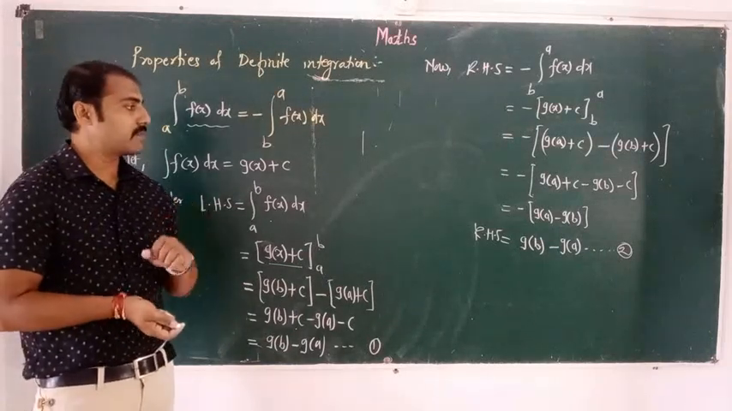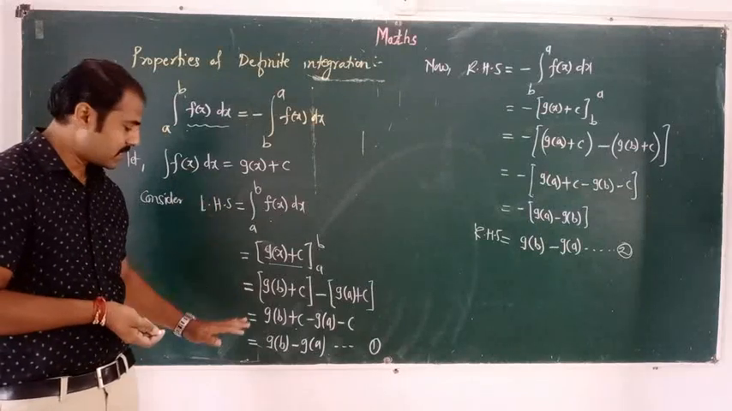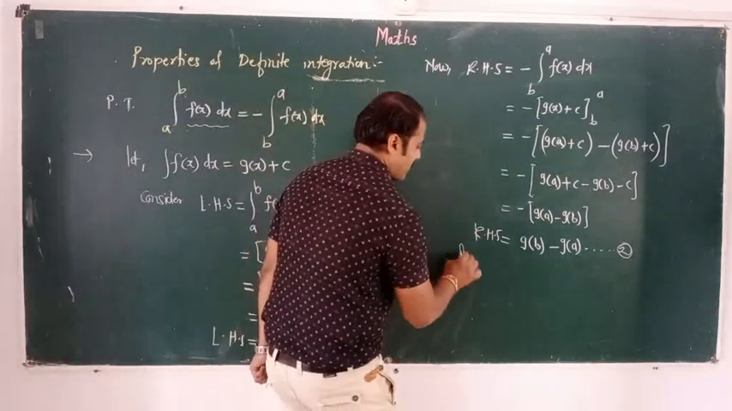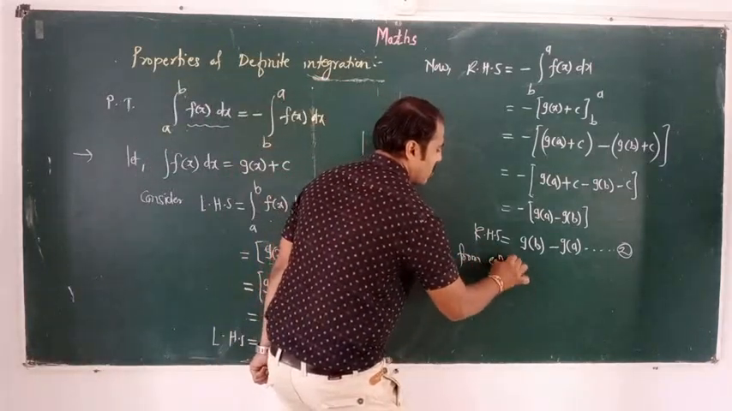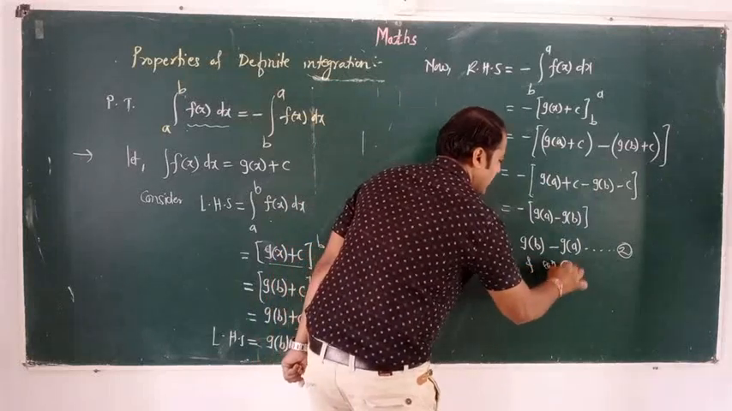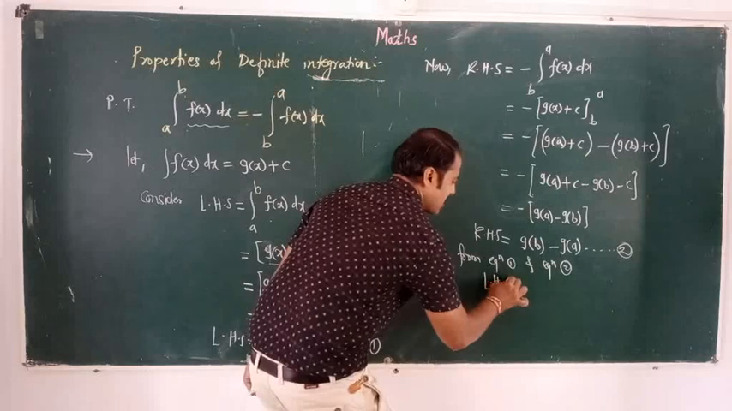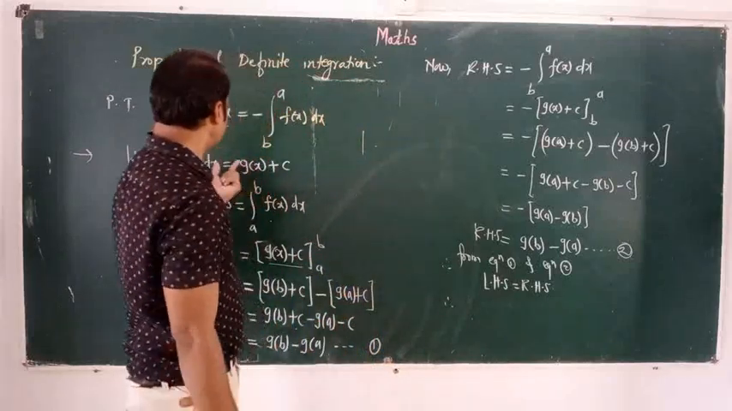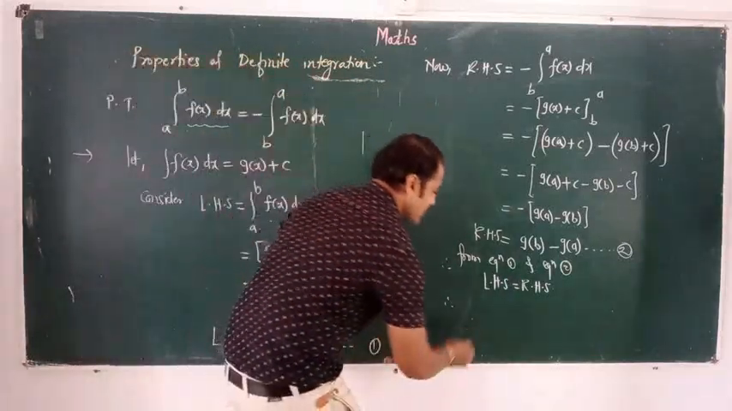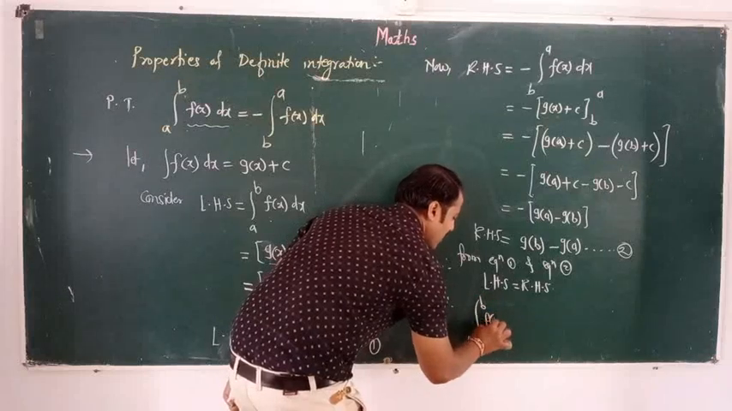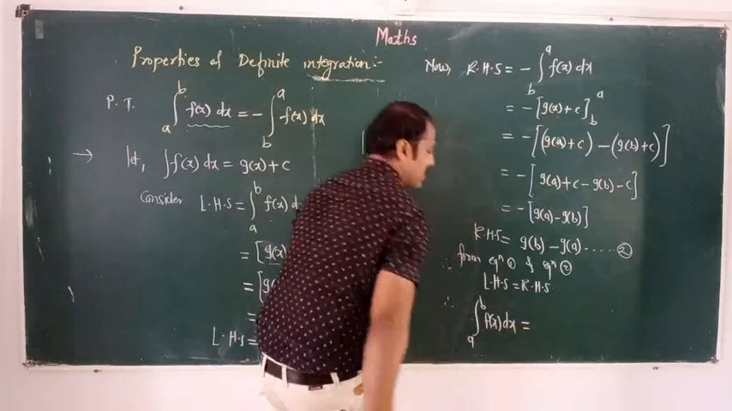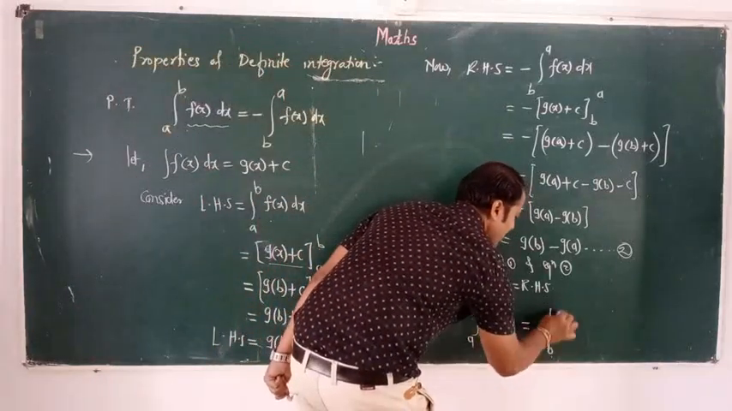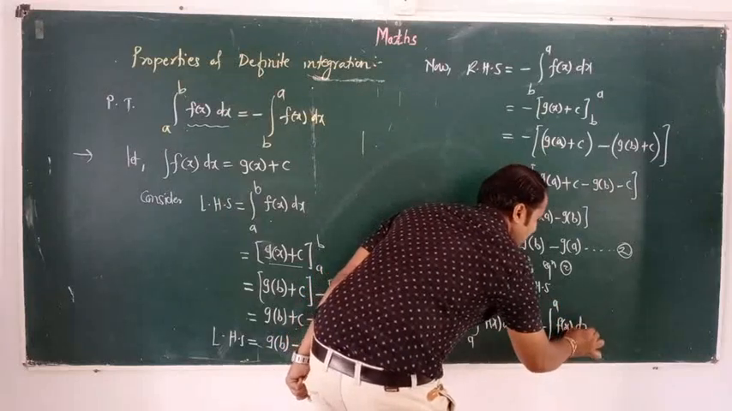The RHS are same, so the LHS are same. That is, LHS is equal to RHS. From equation first and equation second, we say that LHS is equal to RHS. But what is LHS? LHS is integral a to b f of x dx, which is equal to the RHS, which is minus integral b to a f of x dx.